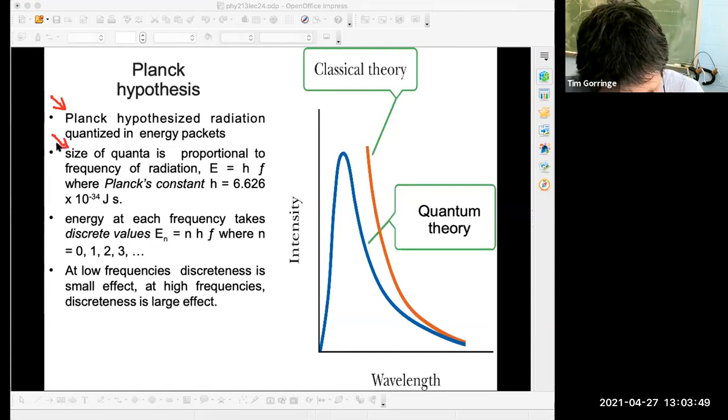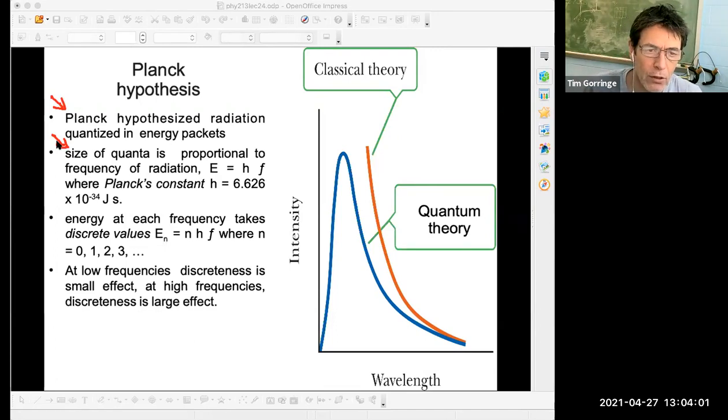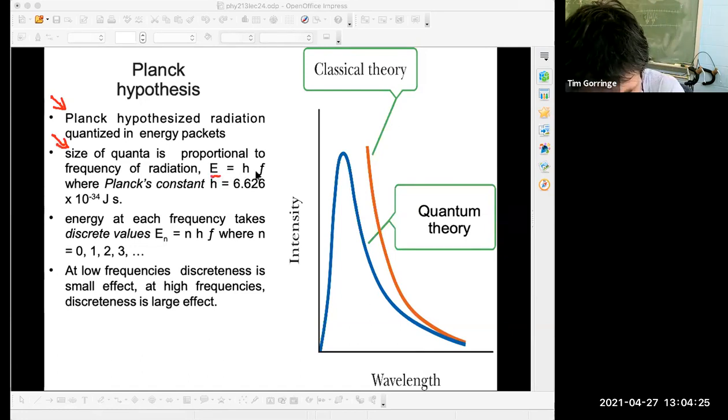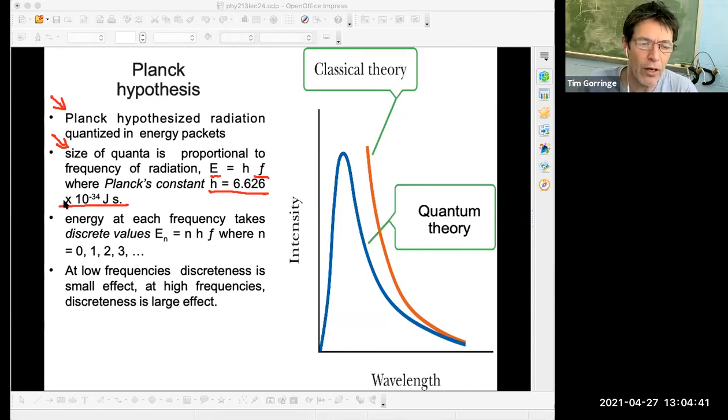But there's a bit more to the packet than just energy coming in packets, right? The size of the packets is proportional to the frequency of the electromagnetic radiation. So the lower the frequency, the smaller the packets. The higher the frequency, the larger the packets. And in particular, the energy of the packet, E, is proportional to the frequency of the radiation, f: the energy equals hf, and h is Planck's constant, which is this number here. So that is the specific equation for the size of the packets.